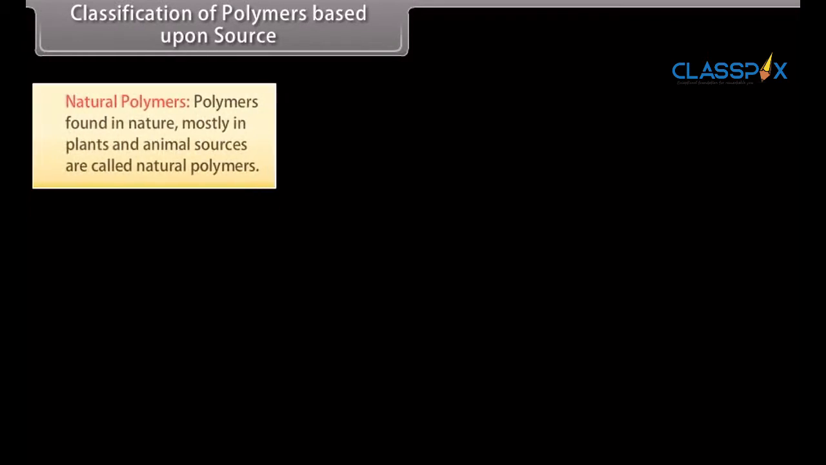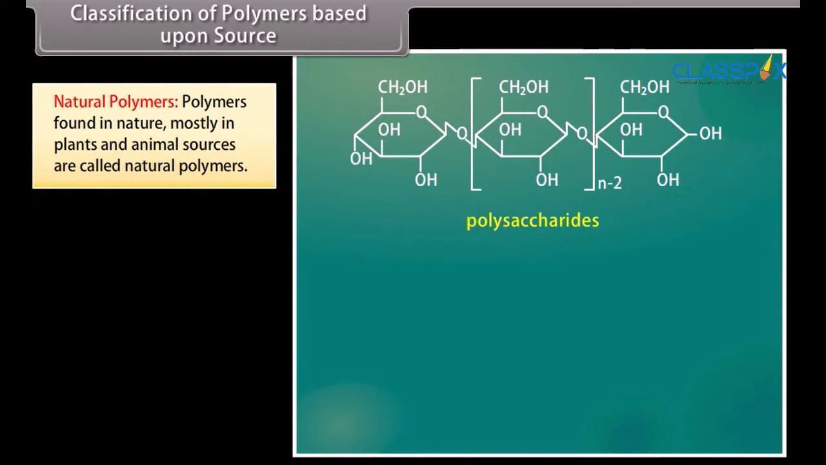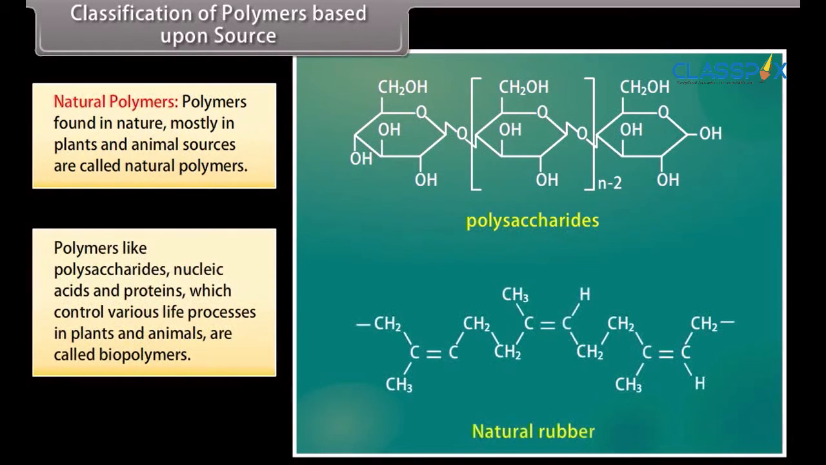Classification of polymers based upon source. Under this type of classification, there are three subcategories. Natural polymers. Polymers found in nature, mostly in plant and animal sources, are called natural polymers. For example, polysaccharides, proteins, nucleic acids and natural rubber. Polymers like polysaccharides, nucleic acids and proteins, which control various life processes in plants and animals, are called biopolymers.